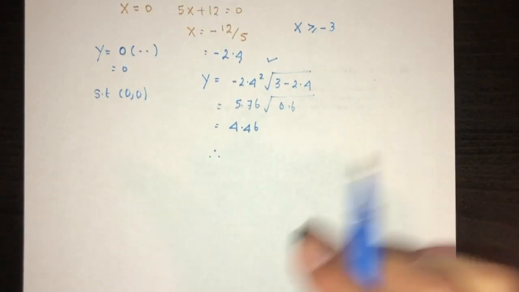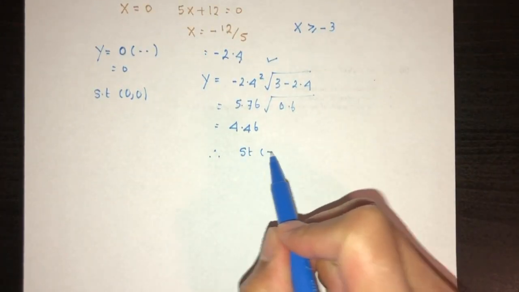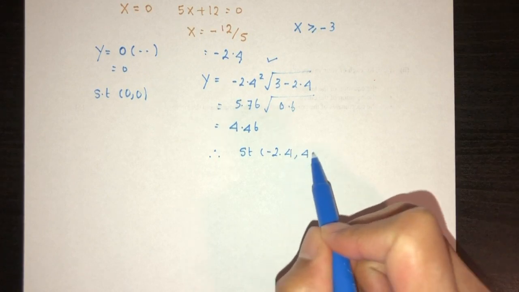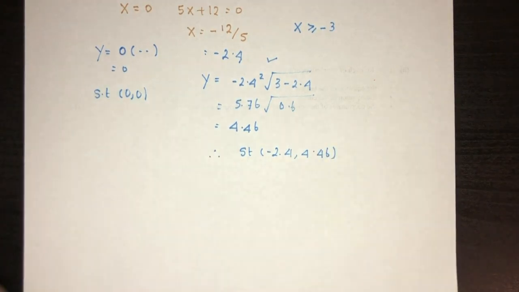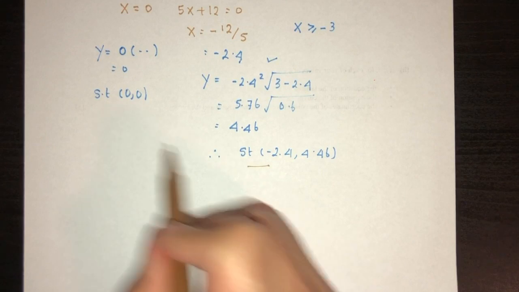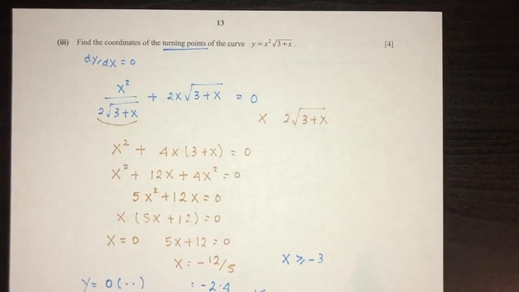So we have two stationary points. The first point is this one, 0, 0, and then we have this one as your two stationary points, which is also called turning points. This is question number 10.